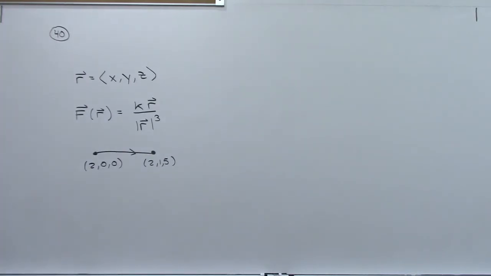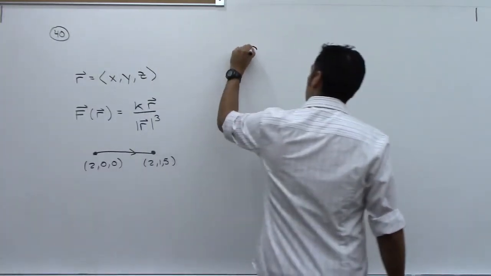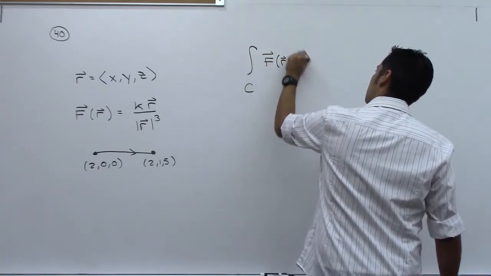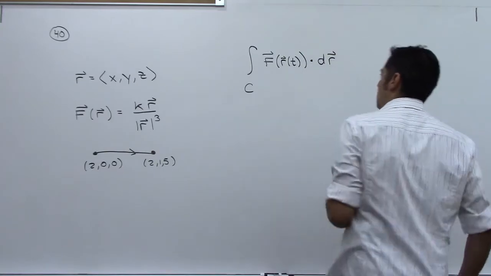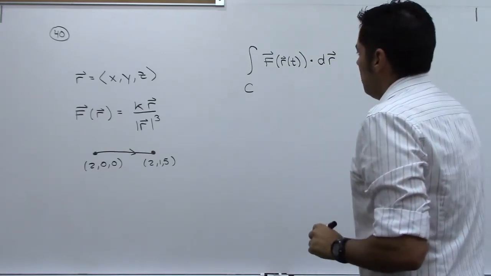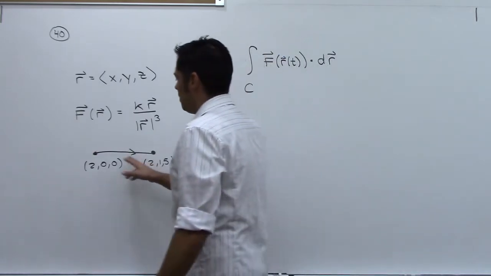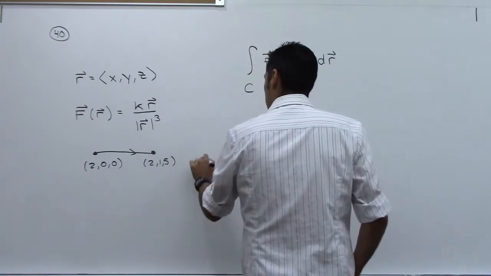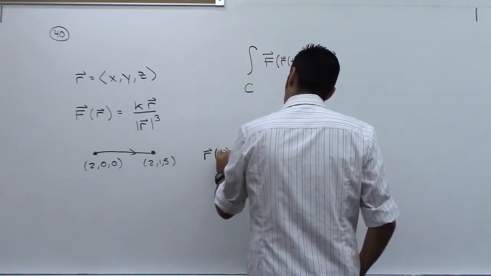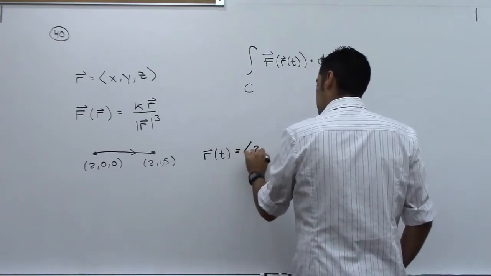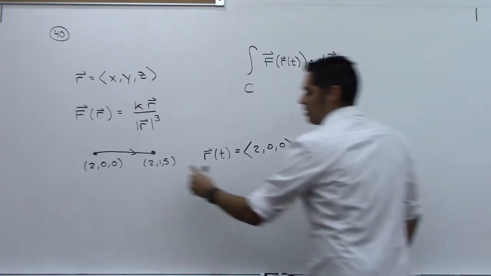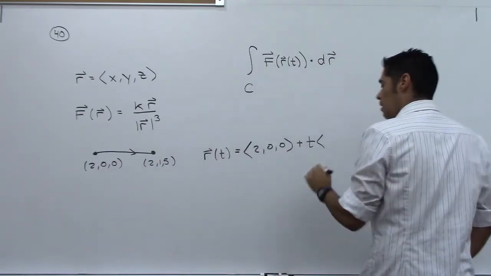So we want the work done, so we definitely want to compute the line integral over C of F evaluated at r of t dot dr. Now, we need to come up with the parametric representation for this line segment. And to do that, we've done this before, I'm going to look at r of t to be equal to the starting vector 2, 0, 0, plus t times the vector that goes from here to here, so 0, 1, 5.